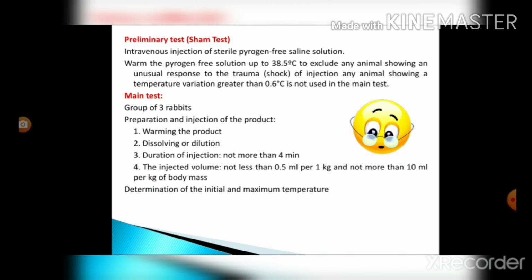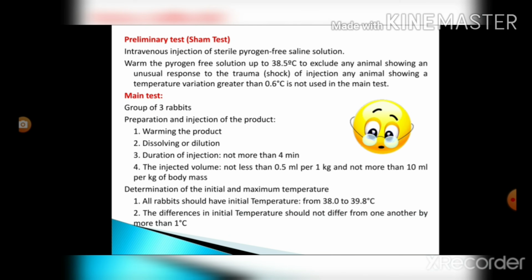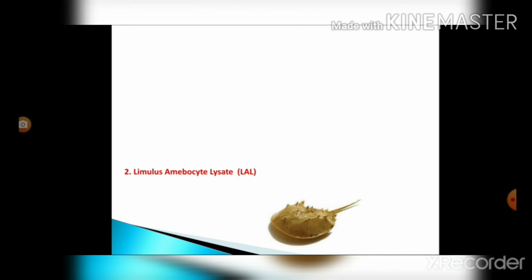Then we have to determine the initial and maximum temperature of the rabbit. Here, all rabbits should have an initial temperature from 38 to 39.8 degrees Celsius. The initial temperatures should not differ from one another by more than 1 degree Celsius.